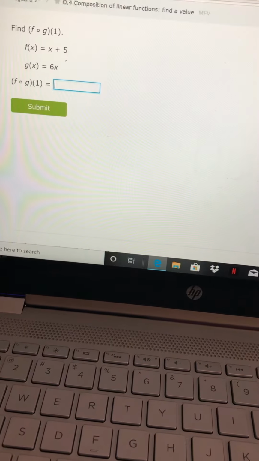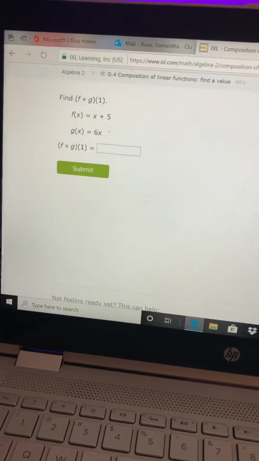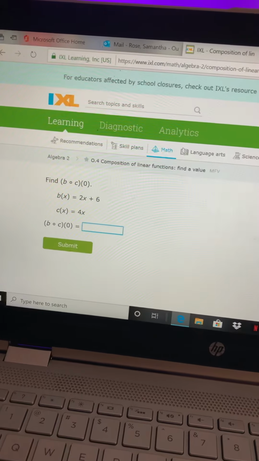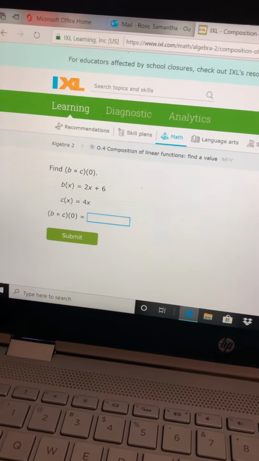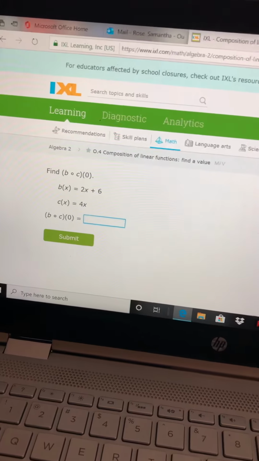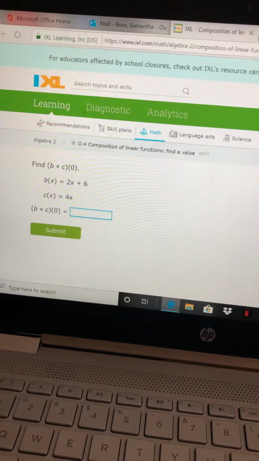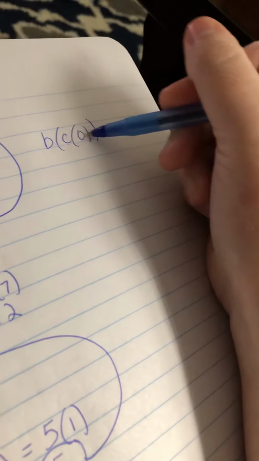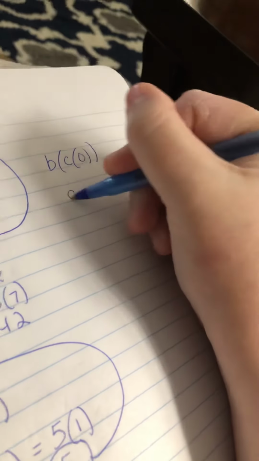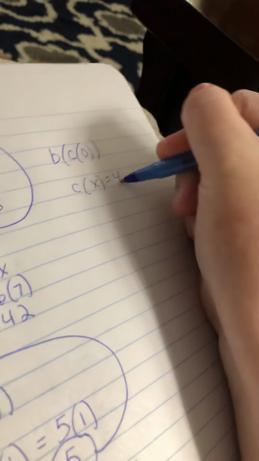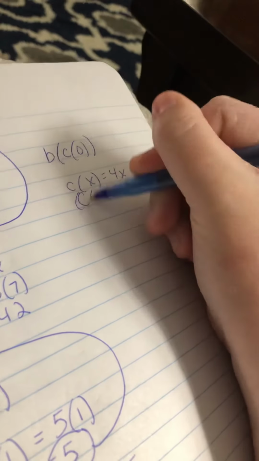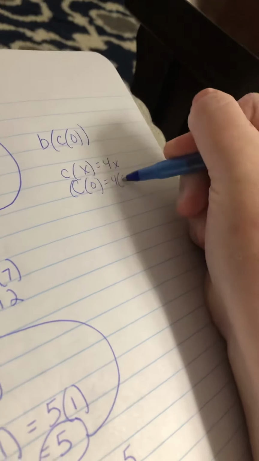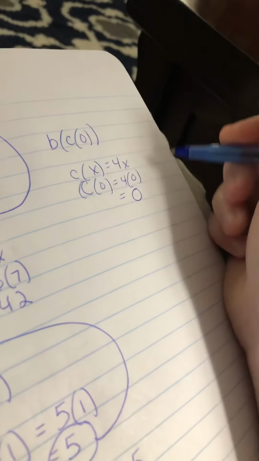Again, I'm going to jump ahead a little bit and see if they get a little bit more difficult. Jump to the next level. Okay, again, this is still the same thing. B of C of 0. So B parentheses C parentheses 0. I work from the inside out. So first I'm going to do C of 0. So the C function was just 4x. So I'm going to plug in 0 in here. So C of 0 is 4 times 0, which, anything times 0 is 0.